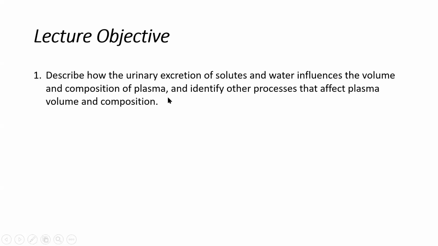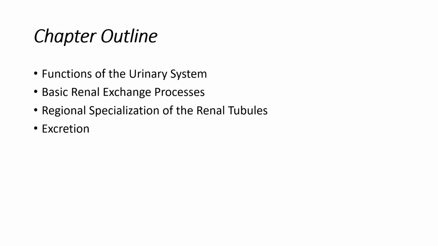Okay, so our first objective here in terms of the physiology is to describe how the urinary secretion of solutes and water influences the volume and composition of plasma, and identify other processes that affect plasma volume and composition. So really talking about how we fine-tune that filtrate, which is our plasma being filtered, and how we create urine.